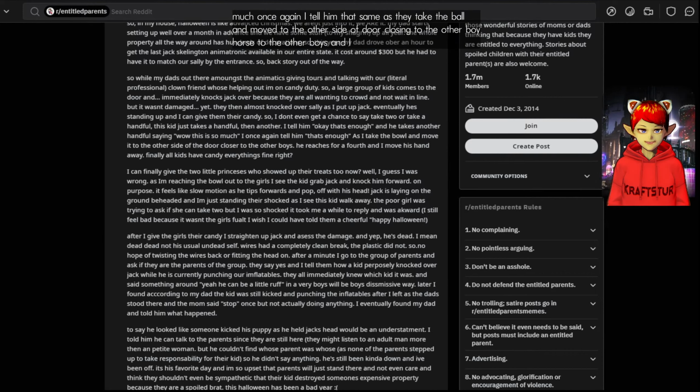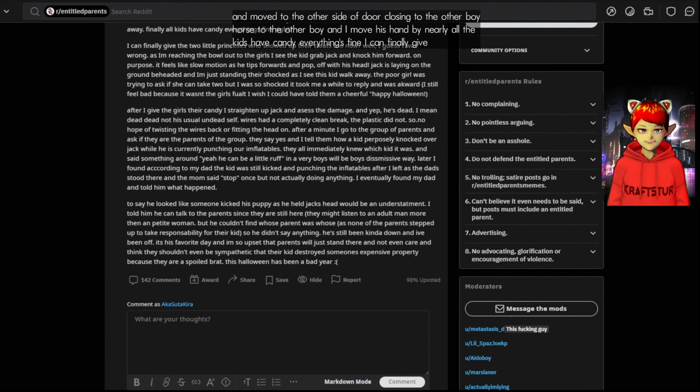Finally, all the kids have candy, everything's fine, right? I can finally give the two little princesses who showed up their treats now too, right? Well, I guess I was wrong. As I'm reaching the bowl out to the girls, I see the kid grab Jack and knock him forward on purpose.